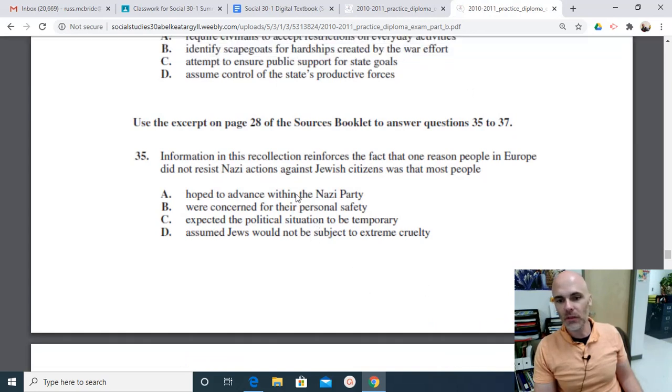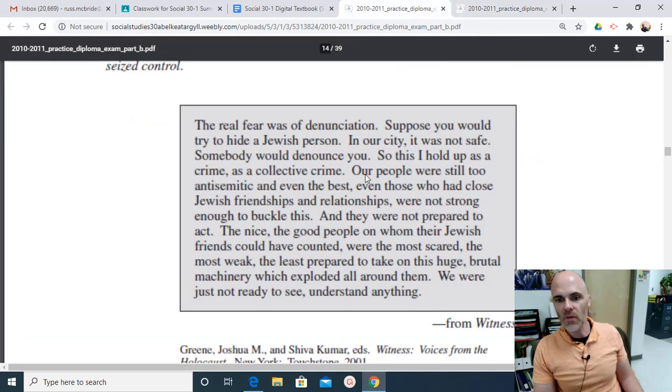It's not talking about that they wanted to become great Nazis. It's not saying that they expected the Jewish people to not have extreme cruelty, saying that they feared denunciation, they feared their own safety, they feared that it was not safe. In our city, it was not safe to hide a Jewish person. There's your answer.